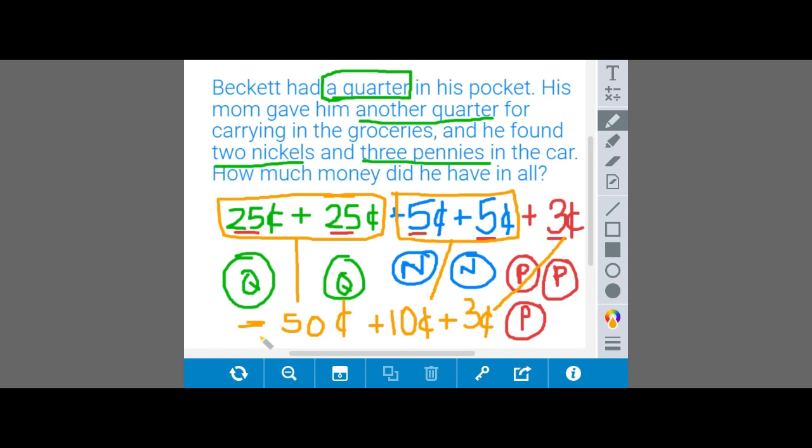If we add together 50 cents plus 10 more cents, that's 5 tens, and one more 10 is 6 tens, that's 60 cents. And then count on our final three: 61, 62, 63 cents. So Beckett, from being helpful and collecting money in his pocket and in the car, ended up with 63 cents total. So, here is one way that you can model your understanding of a money story problem. Sometimes it helps to write out each part of the equation first and then combine until you get down to your final sum. And our final sum for Beckett is 63 cents.